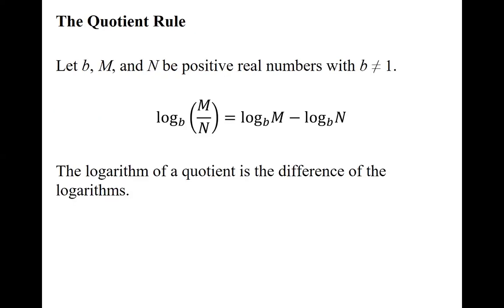So that's the product rule. The quotient rule is that the log of a quotient is the difference of the logs. Log of m over n is the log of m minus the log of n. Log of the top minus log of the bottom.